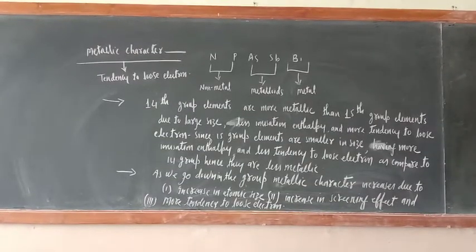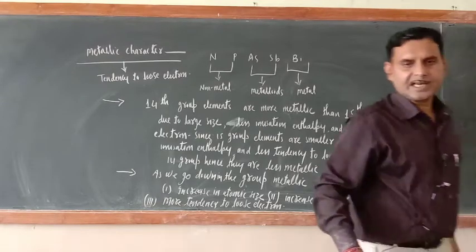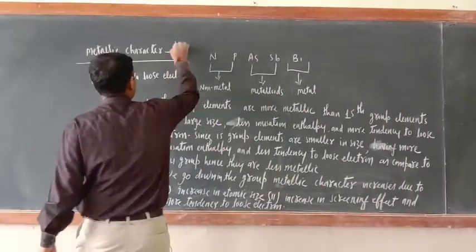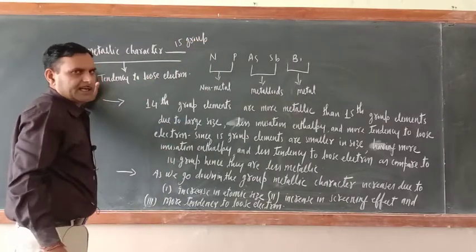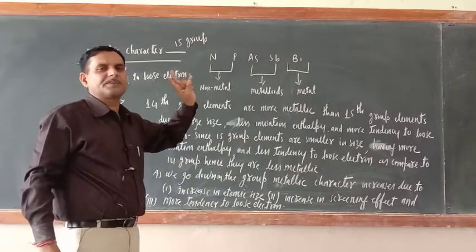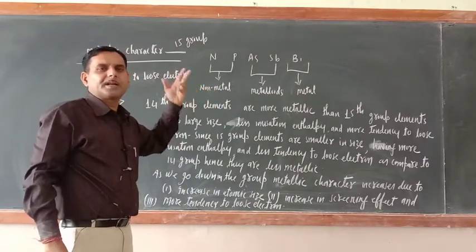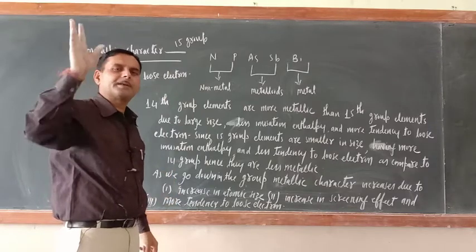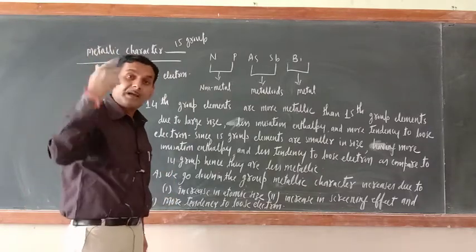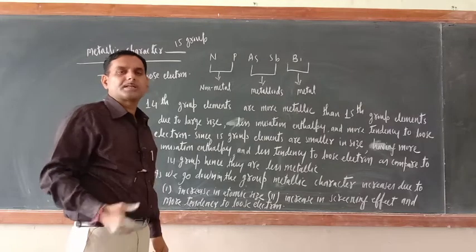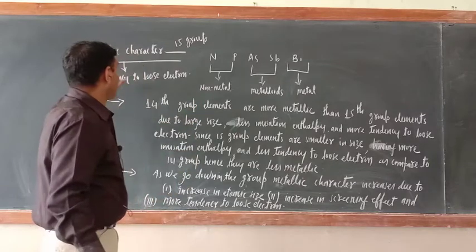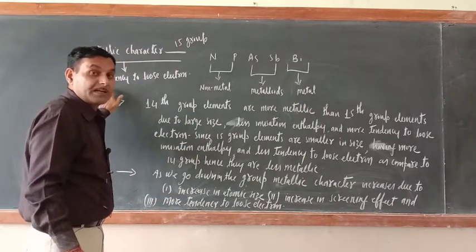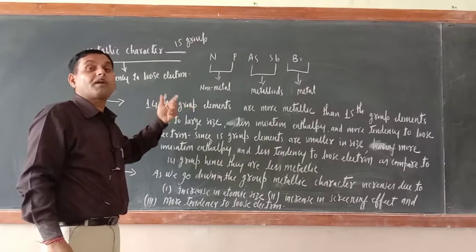So dear cadets, now the second property, that is the metallic character of the 15th group. Just try to understand here, what do you mean by metallic character? Metal can be defined on the basis of two properties, physical and chemical. According to physical property, metals are those elements which are malleable, ductile, sonorous, and good conductors of heat and electricity. But according to chemical property, metals are those elements which easily lose electrons and form positive ions.